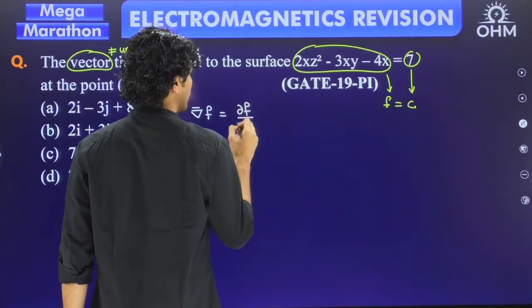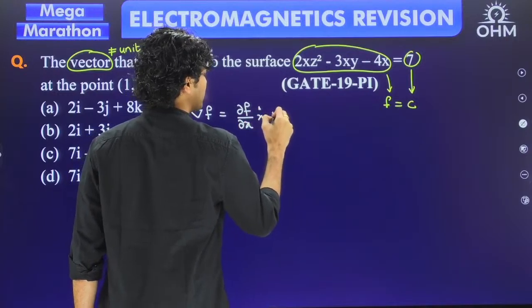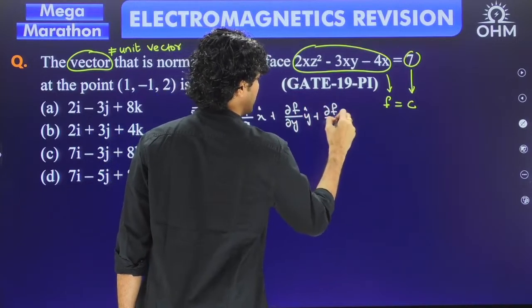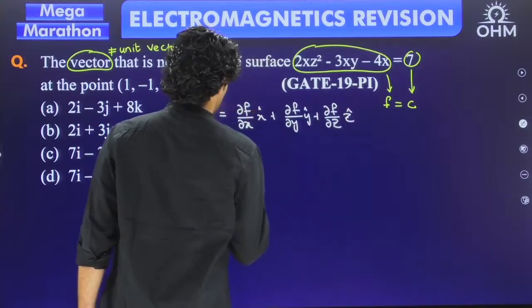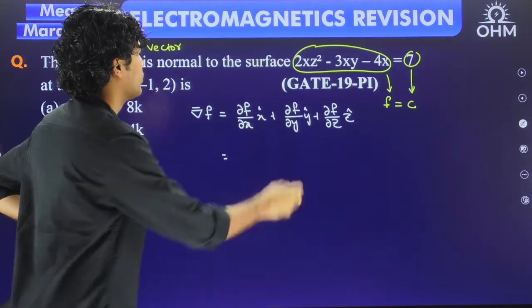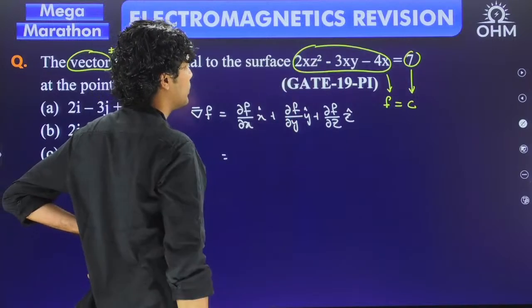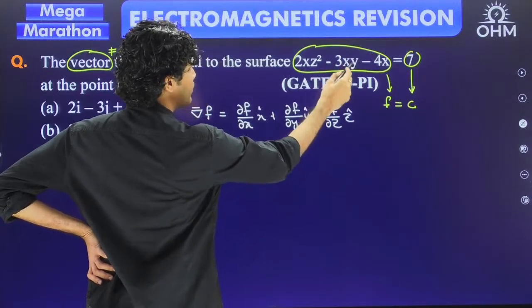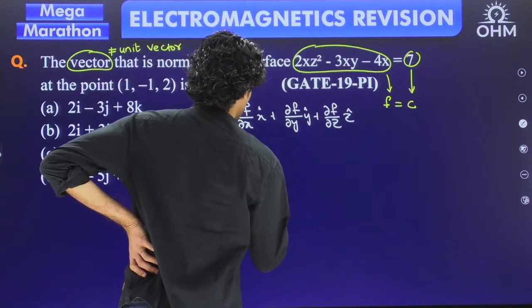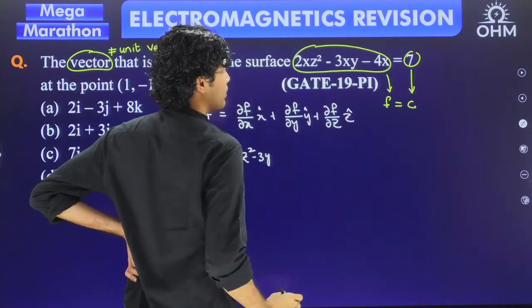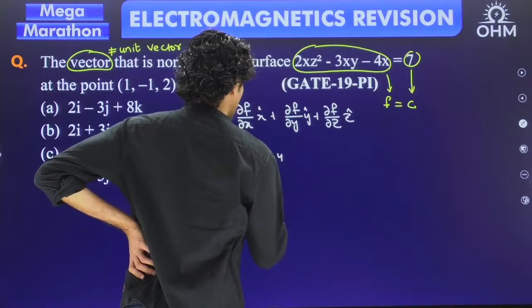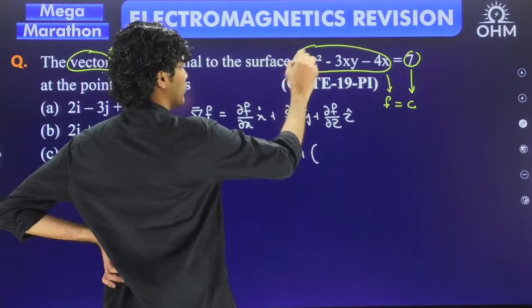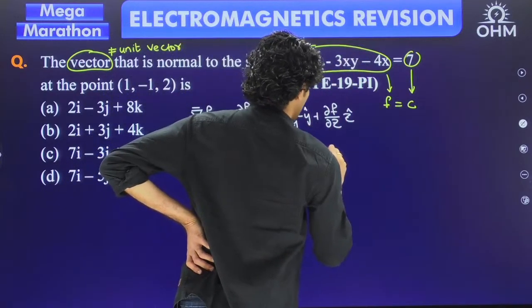What is the gradient of the given function? Since the given function is in terms of the rectangular coordinate system, I will use the gradient formula for rectangular coordinates: dou f by dou x x cap, plus dou f by dou y y cap, plus dou f by dou z z cap. Differentiating partially with respect to x, the derivative of 2xz square is 2z square, the first term. The derivative of 3xy with respect to x is 3y, so minus 3y, and the derivative of 4x is 4, so minus 4. This is the overall x cap term. What about the y cap term? The derivative of the first term with respect to y is 0, and the second term gives minus 3x.